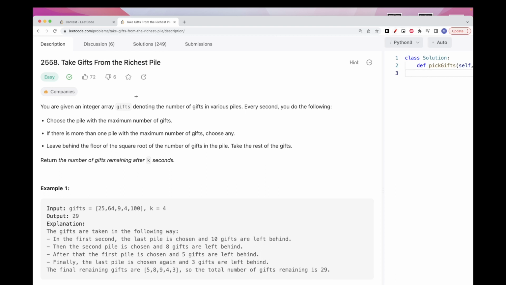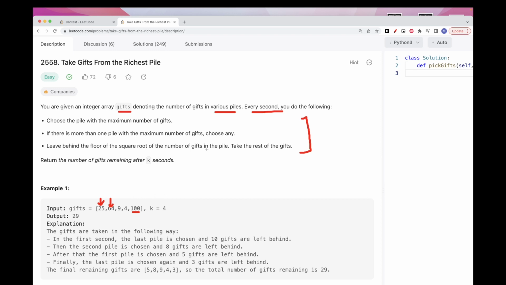So we get an array of gifts that represents the number of gifts in a number of piles. And basically what we are going to do is that every second we'll do the following. We'll choose the pile with the highest number of gifts, right? So this is a pile, this is a pile, and for example at the start the highest number of gifts is this pile. If there are two of equal count of gifts, we can pick any of them randomly, it doesn't matter. But what we do is we leave behind the floor of the square root of the number of gifts, and then we take the rest with us.